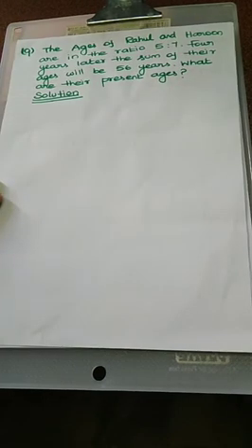Next problem, 9th problem. The ages of Rahul and Harun are in the ratio 5:7. 4 years later, the sum of their ages will be 56 years. What are their present ages? Here we are discussing two persons' age, but what is given? Ratio only given, that is 5:7.